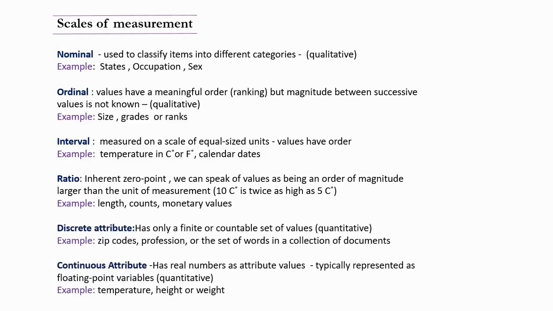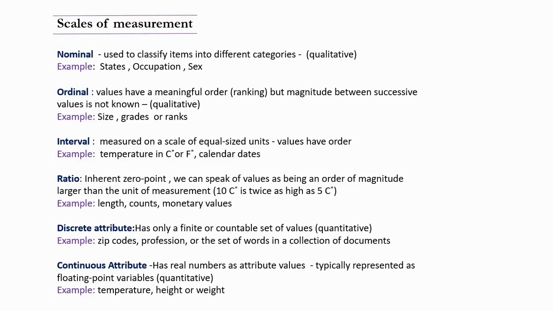When we come to discrete and continuous attributes, both these are concerned with quantitative data. If you want to give the example like profession or the number of people in a particular profession, zip codes or a set of words in a collection of documents, we use discrete attributes, basically whole numbers. Floating point numbers are not accepted, but in continuous attributes mostly real numbers can be considered as attribute values, like temperature, height or weight, and these are basically floating point variables.